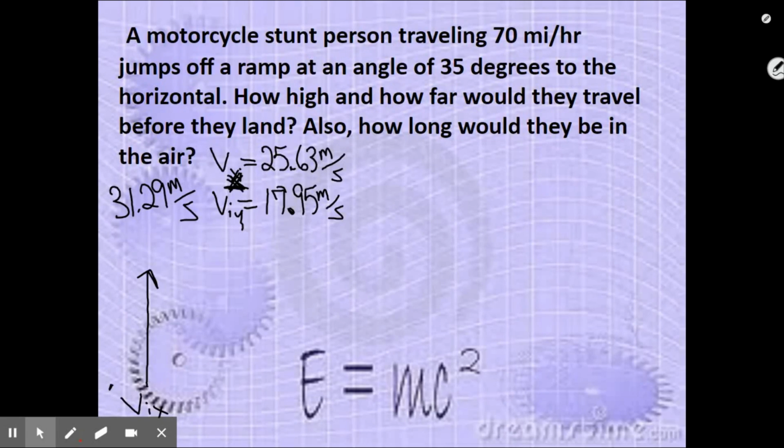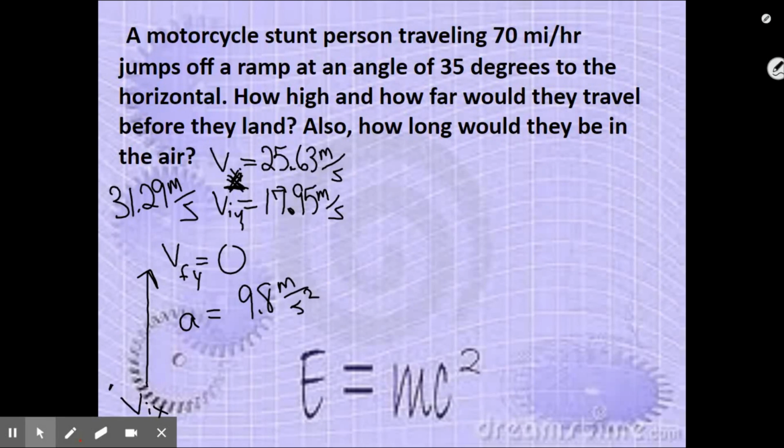So when we were using our equations from the last chapter to find out how high something went, we said the top is 0. So Vf is 0. And again, we're working in the y direction. So we know Viy is 17.95. Vfy is 0. Acceleration going up and down is 9.8.